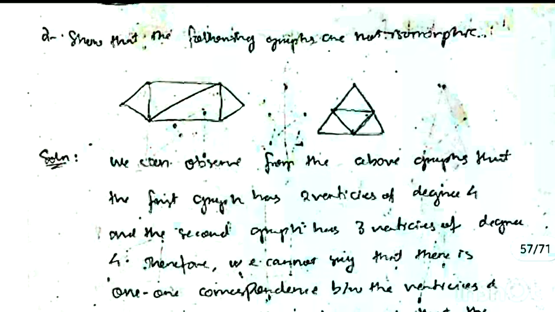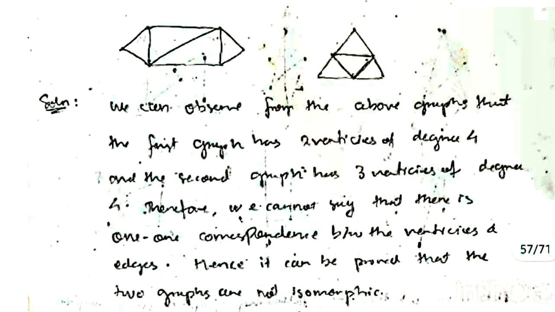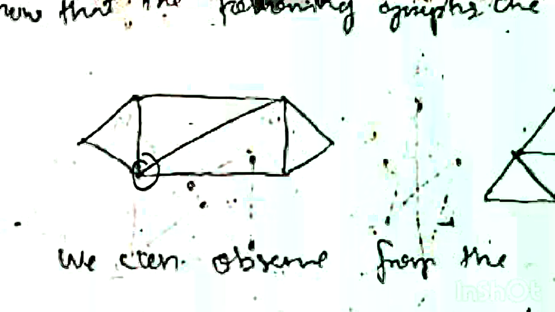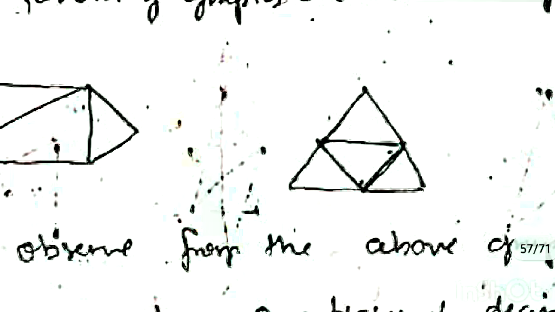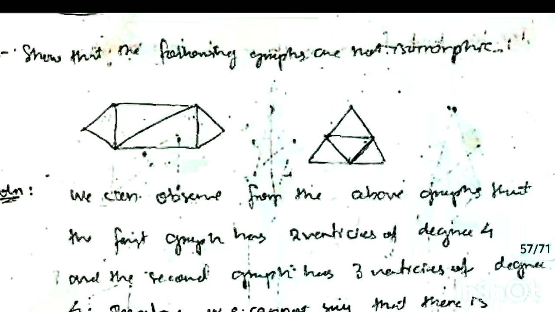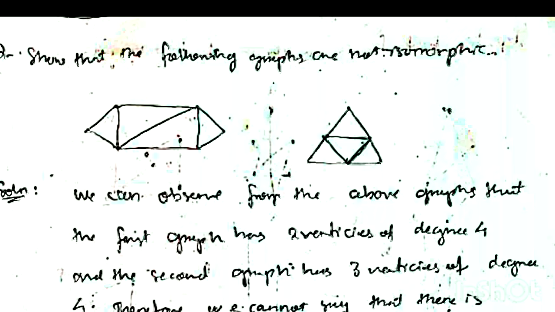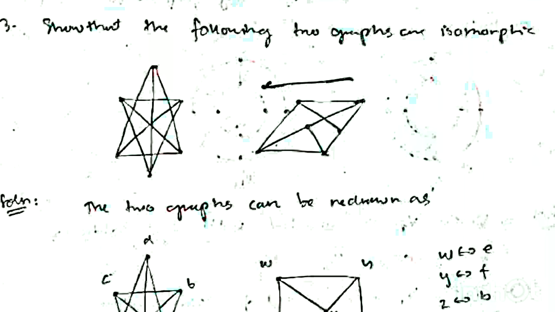In this case it's not isomorphic because, see here, in the first graph, observe carefully this vertex and this vertex. The degree is 4 here and the degree is 4 here, and there is no other vertex which has degree 4. But in this case you will get three vertices having degree 4. If a change like this is observed, that means the two graphs are not isomorphic.